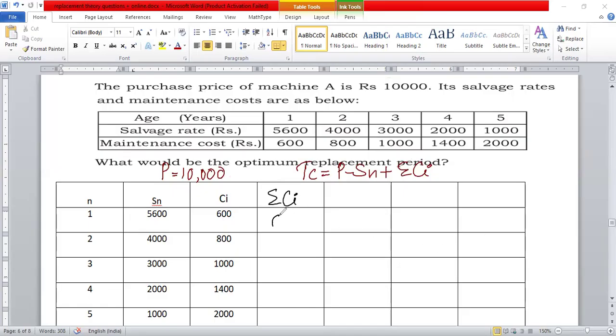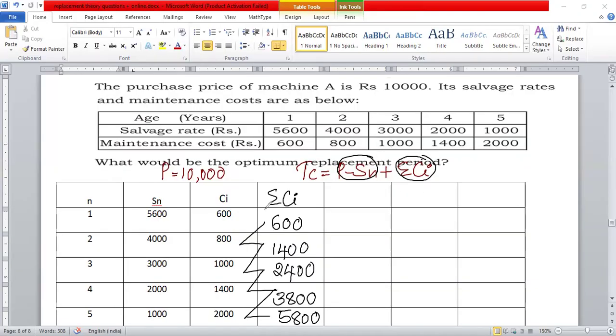The first thing is 600. 600 plus 800, so 1,400. Plus 1,000, 2,400. 2,400 plus 1,400 is 3,800. Plus 2,000, 5,800. Okay, done. Now the summation of CI is finished.